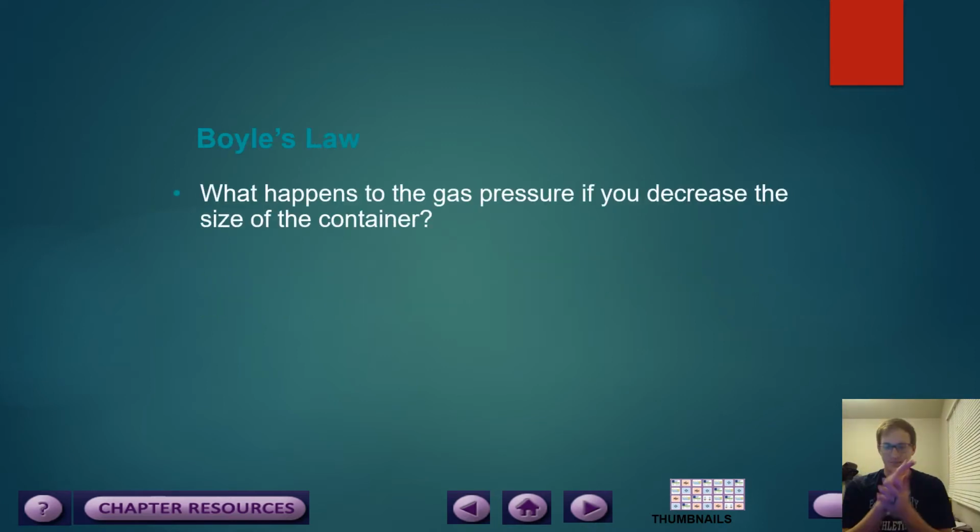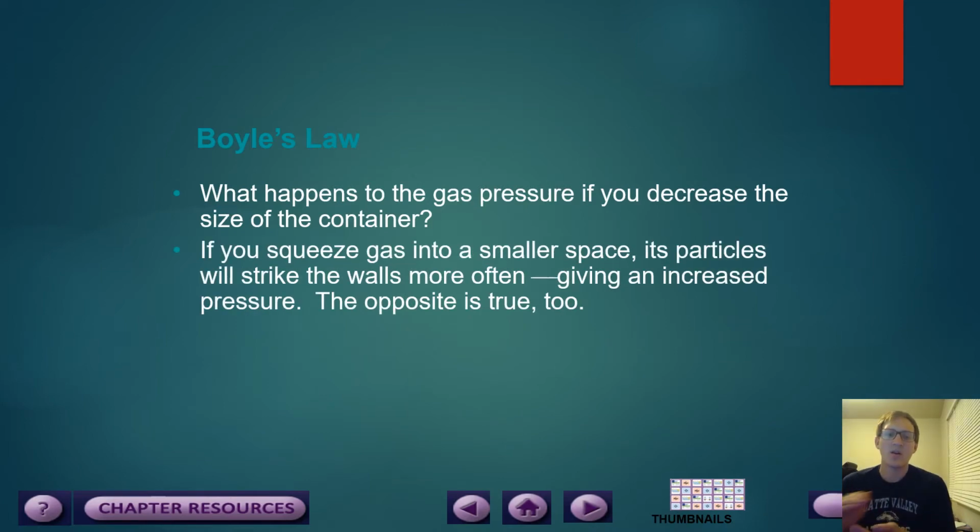So, Boyle's law. What happens to gas pressure if you decrease the size of the container? Think about this. I have a container and it's filled with air. If I shrink that container, what do you think is going to happen to the pressure inside? Hopefully you said, if you squeeze gas into a smaller space, its particles will strike the walls more often, giving an increased pressure. So if you take a balloon that's really full and you try to smash it down, chances are you're going to burst it because the pressure inside is too great.